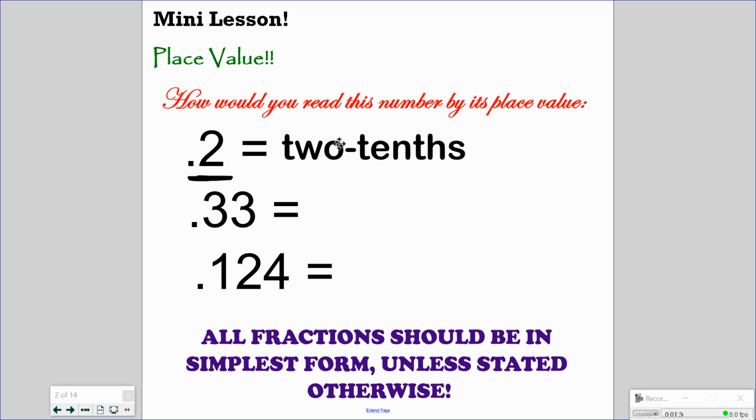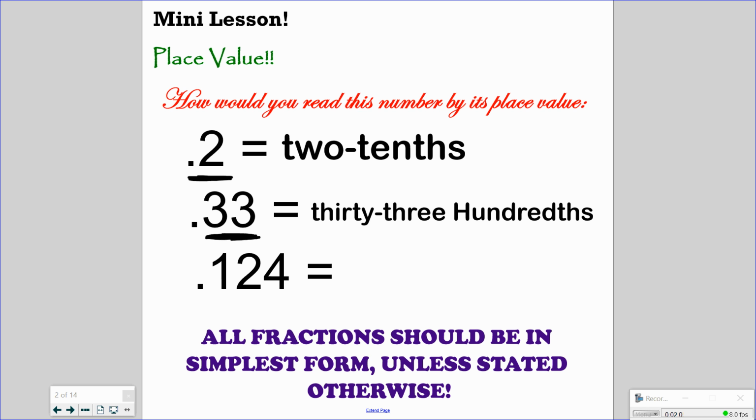Then when we take a look at our second one, we go from the tenths place and now we're in the hundredths place. We have 33, and that goes in the hundredths. We read 0.33 as 33 hundredths. I always like to make sure that I spit a little bit when I say hundredths, because that differentiates between the hundreds place and the hundredths place.